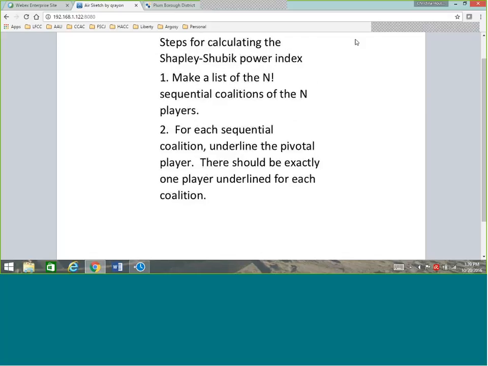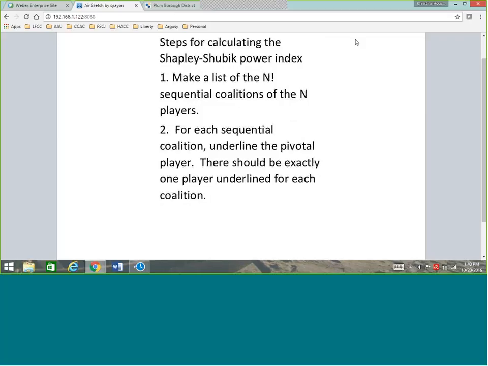Okay, so here are the steps for calculating the Shapley-Shubik power index. First thing, you want to make a list of the sequential coalitions. So if there are 4 players, you need to have a list of 24 sequential coalitions. But like I said, you don't have to regenerate this list for every problem.